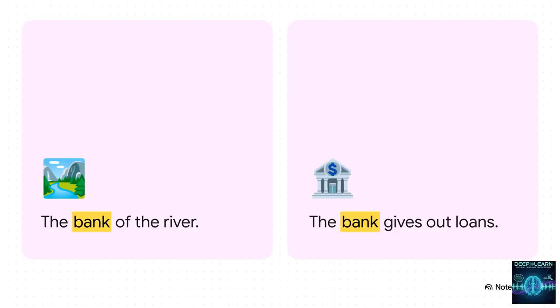Okay, so let's just start with a super simple problem. Take a look at these two sentences. The word bank means two completely different things, right? One's a riverbank, the other's a money bank. For you and me, that's obvious. But for a machine, yeah, that's a whole different story.